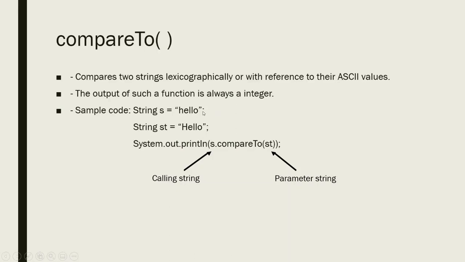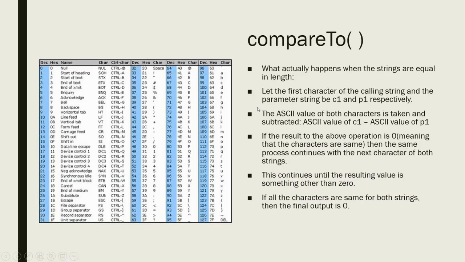So here we have a sample code. S is equal to hello and st is equal to hello with a capital H. And here S is being compared to st, and that's the reason S is known as a calling string and st is known as a parameter string because it's present in this function as a parameter. So this is the syntax. So what does this function actually do? For now, let's just focus on strings with same lengths.